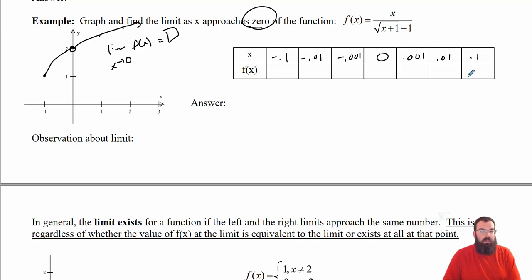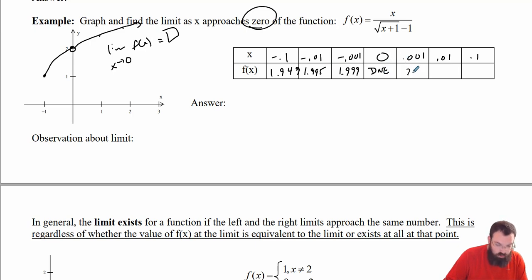And again, you can use your calculator to determine what those values are, but they are going to be 1.949, 1.995, 1.999. This does not exist right there. 2.004, might be another 0 there. I think there's 3 zeros. This is 2.005, and then 2.049.